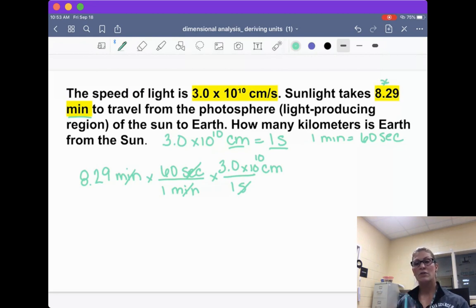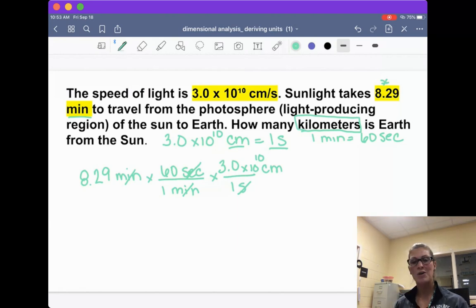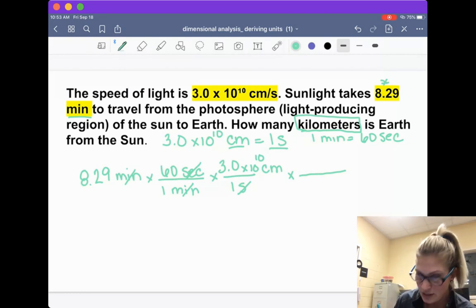Now, if I were to leave it here, it's in centimeters, but it does not match what unit it was asking for. So now all we have to use is our metric conversions to get into kilometers. The first thing we do is go into the base, and the base is the meter. So I know from my chart, and use your chart if you need it.